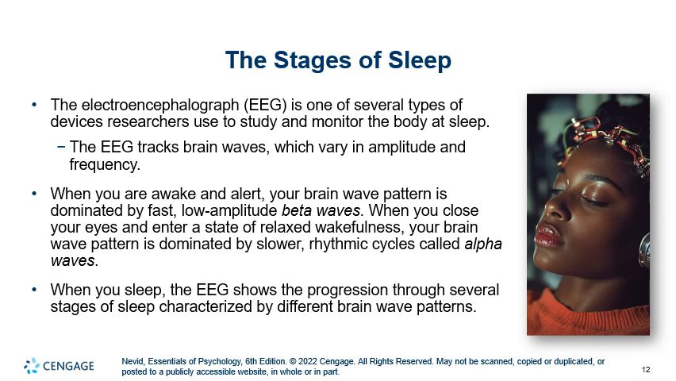You enter a relaxed wakefulness as you close your eyes and relax in bed. In this state, slower rhythmic cycles called alpha waves dominate your brainwave pattern. When people sleep, the EEG shows they progress through several distinct stages of sleep characterized by different brainwave patterns. Understanding these stages is crucial for appreciating the importance of a good night's sleep.